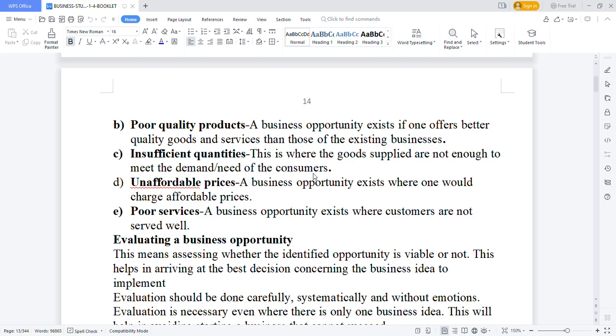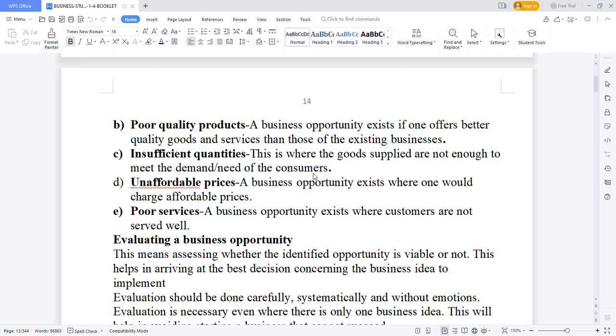Another business gap is insufficient quantities. This is where the goods supplied are not enough to meet the demand of the consumers. Another one is unaffordable prices. A business opportunity exists where one would charge affordable prices.